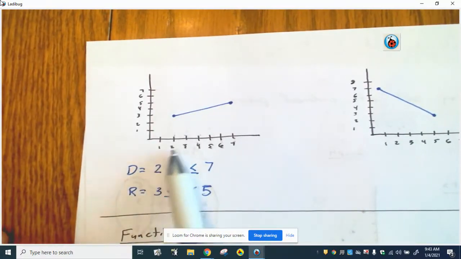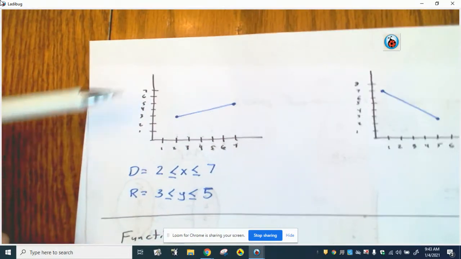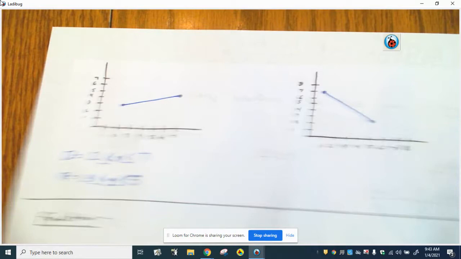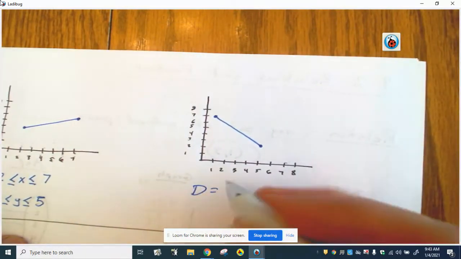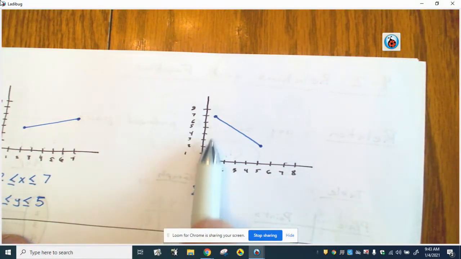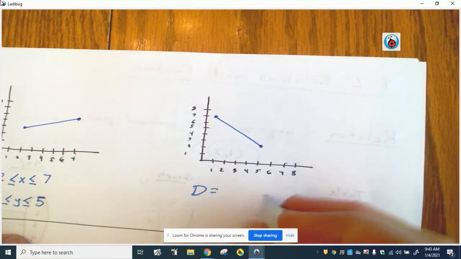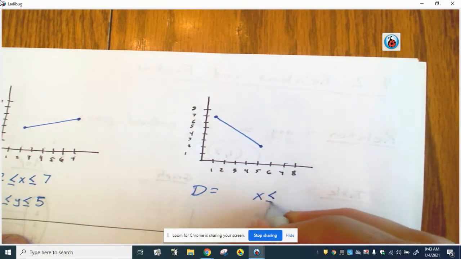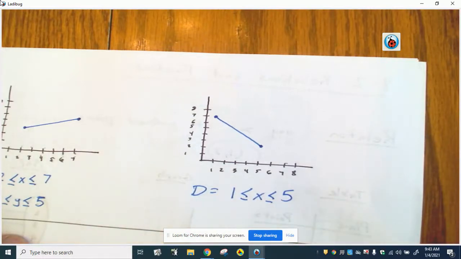So the domain is where is the graph located on the x. The range is where is it located on the y. If we try another one, right? The domain, well, this graph, where is it located on the x-axis? Well, it looks like there's a point starting here at 1, and it goes all the way out here to 5. So basically, it's all the points from 1 to 5.